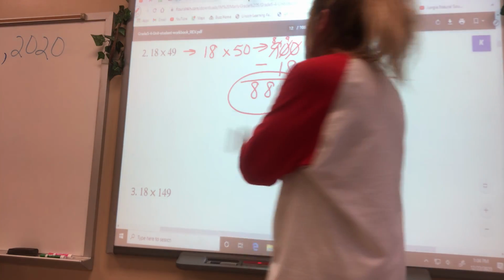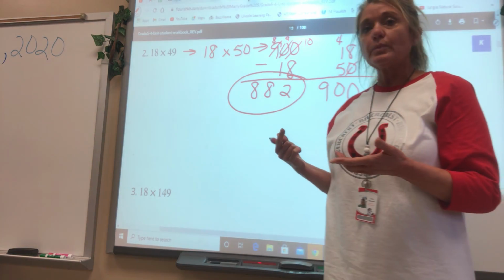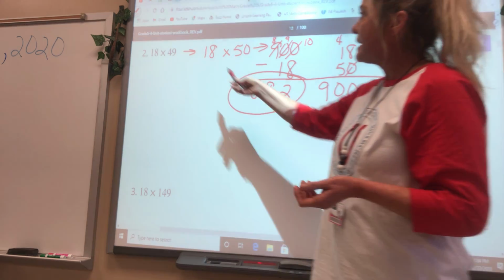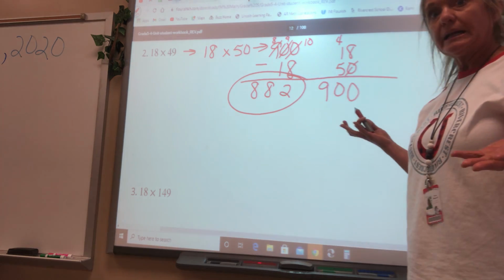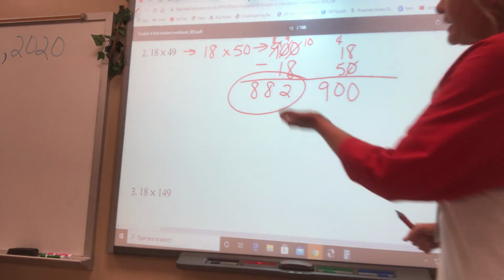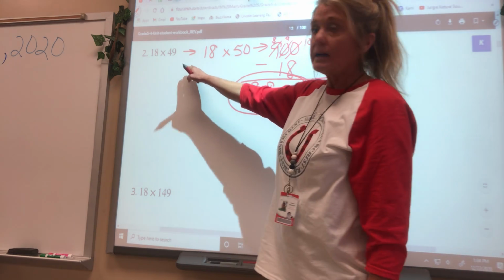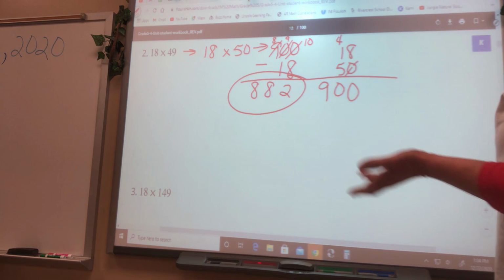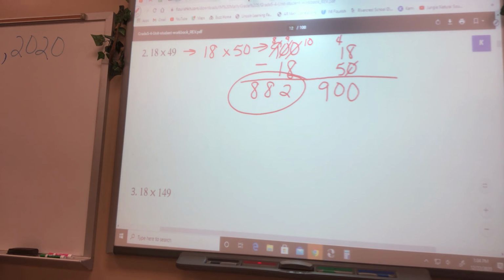So if I do it quick math by estimating and using multiples of 10, then I can just take away that 18 that I didn't have. I didn't have 18 times 50. I had 18 times 49. So I just took away one of the 18s from where I could do it quick math with multiples of 10.